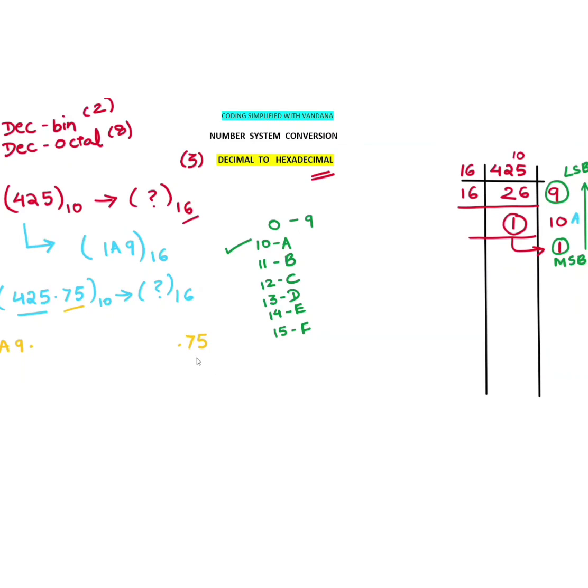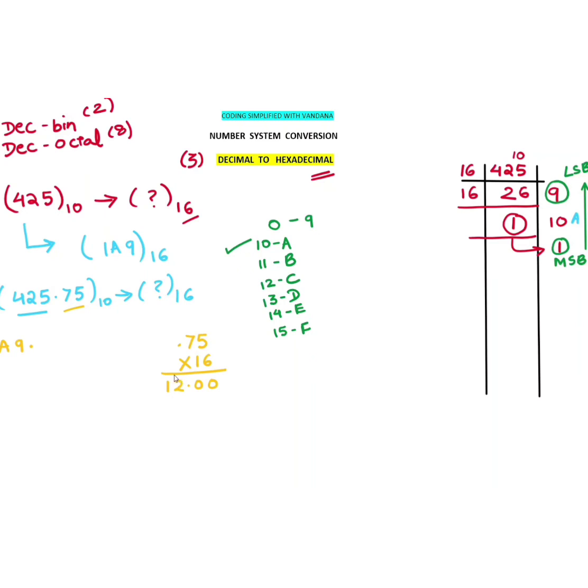0.75 will be multiplied by. Now, remember, in case of decimal to binary, we multiplied the fractional part by 2. In case of decimal to octal, we multiplied the fractional part by 8. So now in this case, since we're dealing with hexadecimal, we will multiply the fractional part by 16. So let's do this quickly. So we have 0.75 into 16, that comes out to be 12.00.